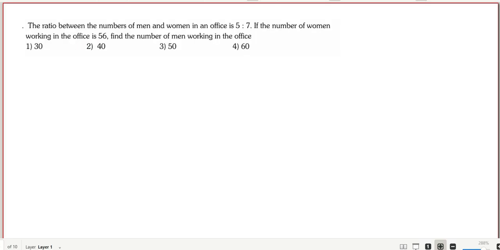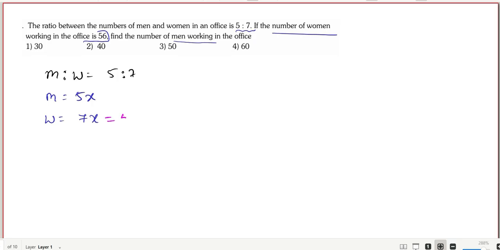Okay. The ratio between the number of men and women in the office is given as 5 is to 7. If the number of women working in the office is 56, then we are asked to find out the number of men. Okay, so we have been given that the ratio between the number of men to women is 5:7. From the ratio terms, we can suppose the number of men as a multiple of 5, that is 5x, and the number of women as a multiple of 7, that is 7x. From the question, the number of women is 56, that is, 7x represents 56. From this, x is equal to 56 by 7, 7 ones are 7, 7 eights are 56. So we got the x value as 8.